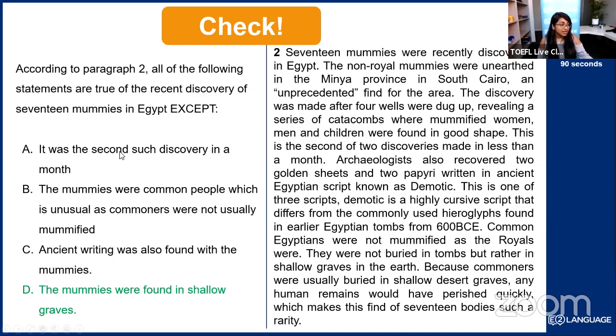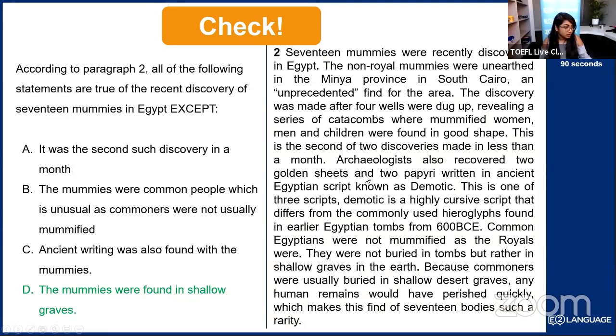So here in the passage, the first answer option was, it was the second discovery in a month. Here it says this is the second of two discoveries made in less than a month. So that's correct according to the passage. B was, the mummies were common people, which is unusual, as commoners were not usually mummified. The last sentence says that because commoners were usually buried in shallow desert graves, any human remains would have perished quickly.